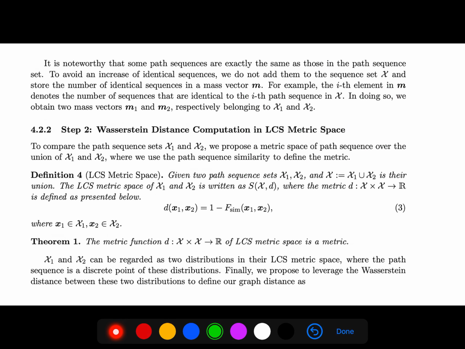Then step 2 is just the Wasserstein distance computation. So given two path sequences, for example x1 in X1 and x2 in X2, the distance is like this. And the theorem says the metric function of the LCS metric space is a metric.